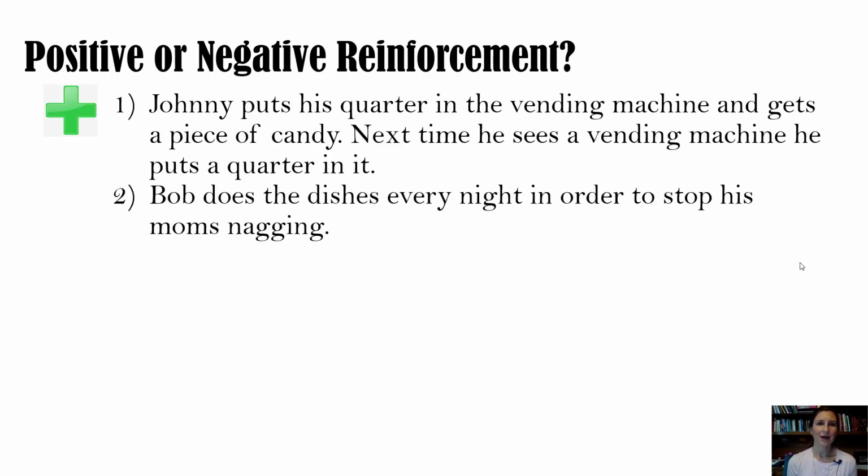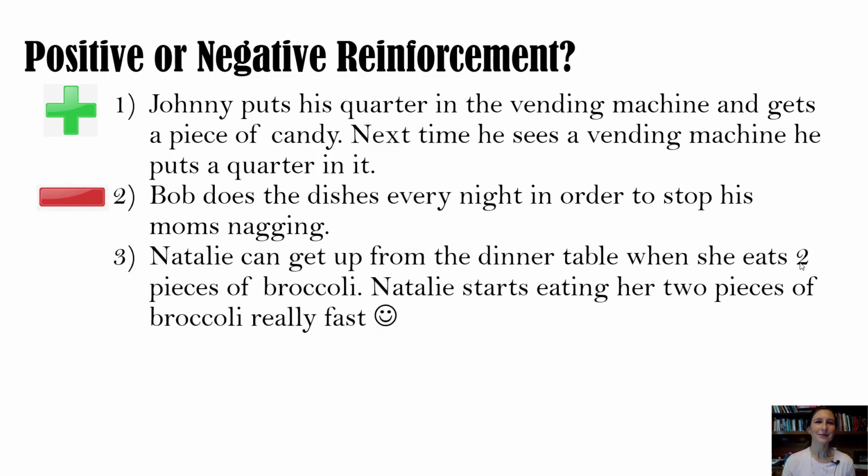Bob does the dishes every night in order to stop his mom's nagging. So our behavior is doing the dishes. He does it every night, so it's increasing, so we know it's reinforcement. Now we have to figure out, after he does the dishes, does something get added or removed? And after he does them, his mom stops nagging him. So his mom was a aversive stimulus, the nagging. He does the dishes, that nagging gets removed, so negative reinforcement.